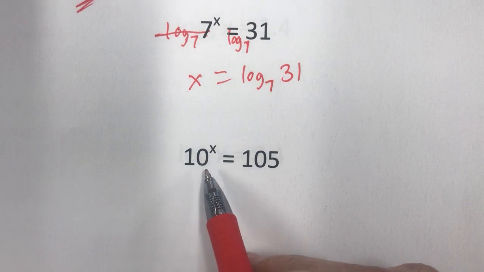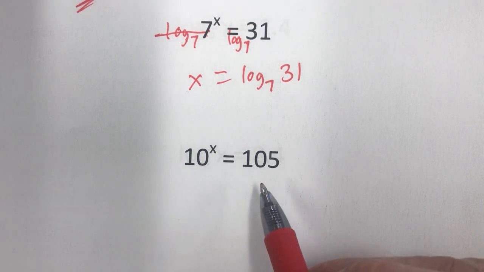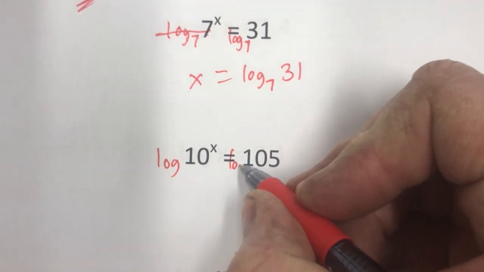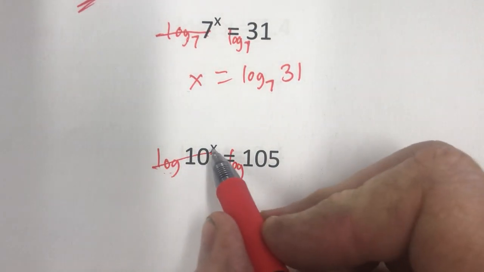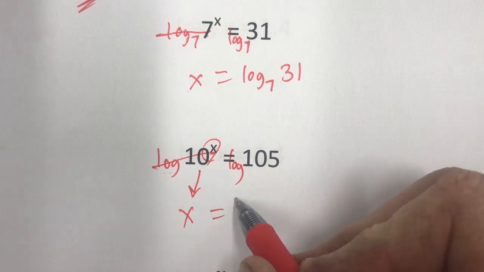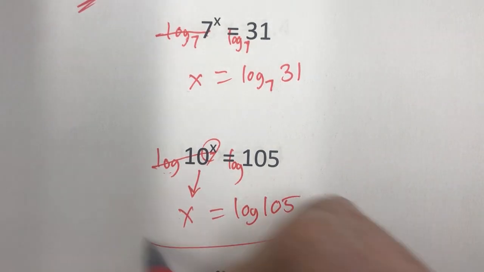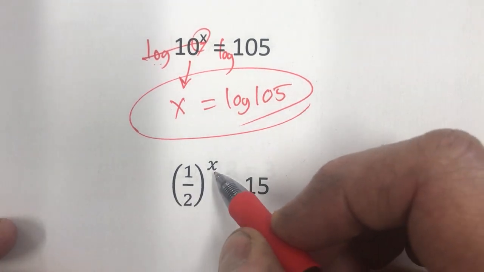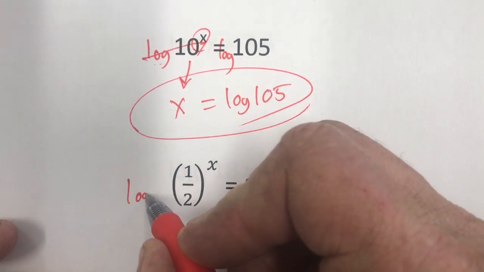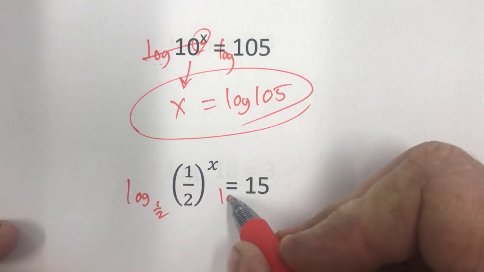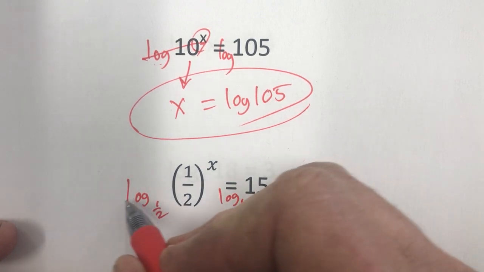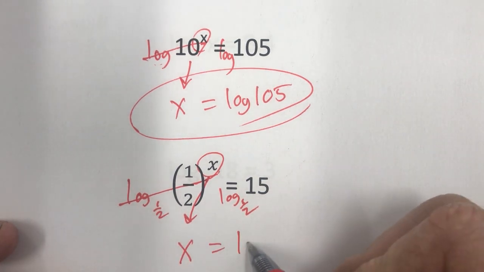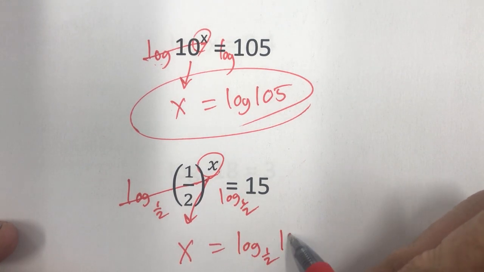What if I have 10 to the x power equals 105? So I got to do log base 10, which is just log. I do log both sides. Log 10 cancels. I have my x equals log 105. What if I have 1/2 to the x power? My base is 1/2. So I do log base 1/2 both sides. This will cancel here, and I have just x equals log base 1/2 of 15.